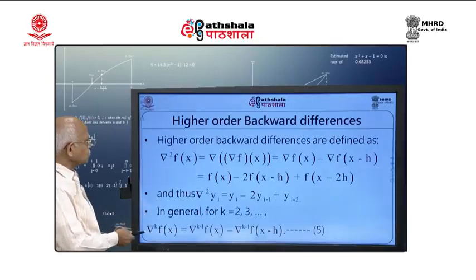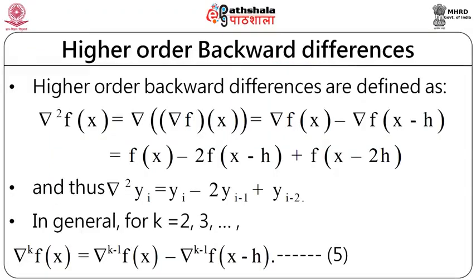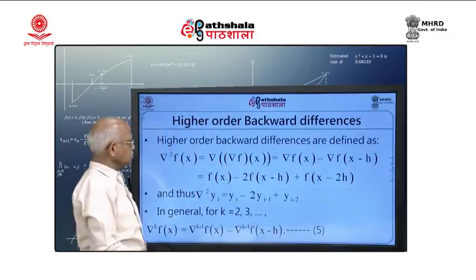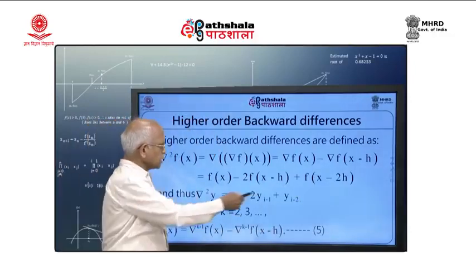So, ∇²f(x) will be nothing but ∇ of ∇f(x). So, ∇ operating on ∇f(x), and that will give me ∇f(x) minus ∇f(x minus h), but ∇f(x) is f(x) minus f(x minus h), and ∇f(x minus h) will be nothing but f(x minus h) minus f(x minus 2h).